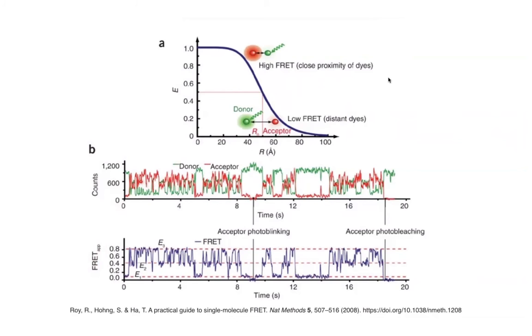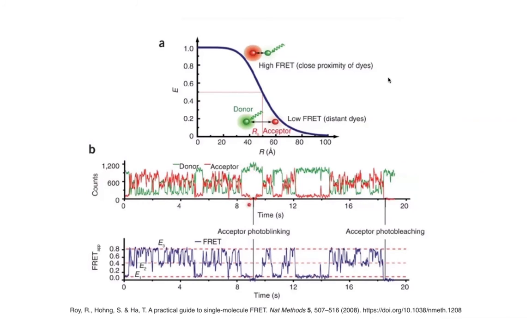But what they originally get is something like this. So you might see something with counts. In this example, the green trace corresponds to the emission of the donor, and the red corresponds to the emission of the acceptor. If they were not interacting, you would basically not see the acceptor fluorescence, but you would only see the donor fluorescence.